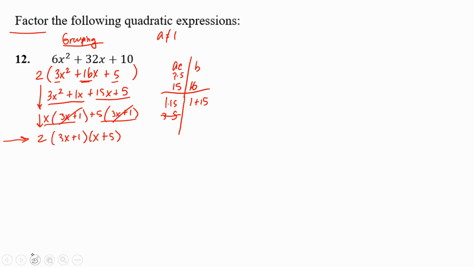Okay. Now, let's say we didn't factor out the GCF. We strongly should, but if we hadn't, okay, let's go with 6x squared plus 32x plus 10. Let's say we didn't identify the GCF at first. If we use the same grouping method, A is 6, C is 10, multiply those together, you would get 60, B is 32. So we want two numbers that multiply to give me 60, but add up to 32.